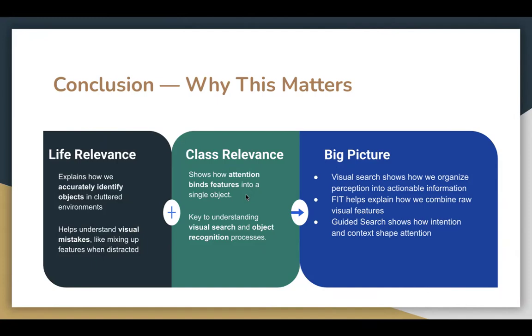In the bigger picture, these theories show how the brain transforms raw visual data into organized, actionable perception. FIT shows how we combine features, while guided search theory explains how our goals and context help prioritize what we see. Together, they help us understand not just what we see, but how and why we see it in the way that we do.